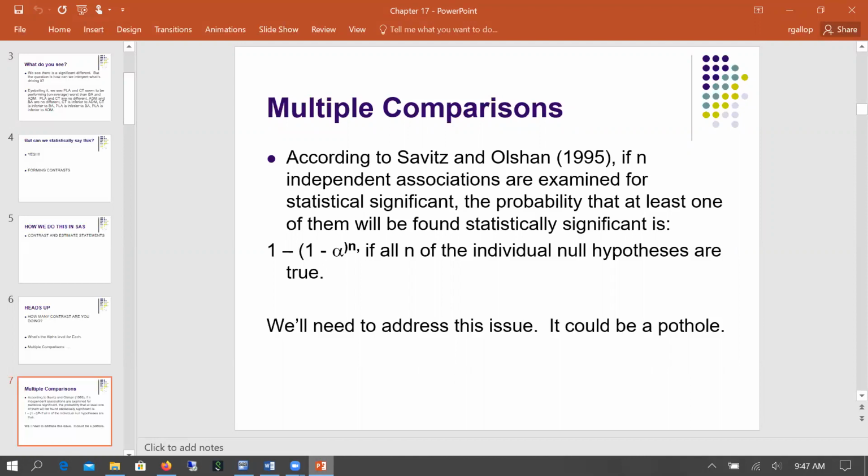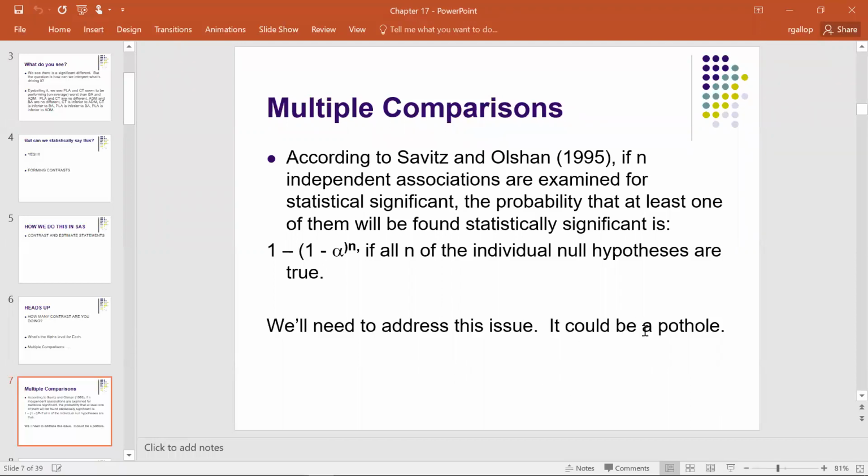So we need to keep that in mind. This issue could be a pothole. And again, some of you may not be familiar with the terminology, but a pothole is one of those holes in the road that, when your car tire hits it, creates a whole bunch of damage to your car. We don't want to hit a pothole as we start doing the data analysis. So we need to keep this formula in mind.